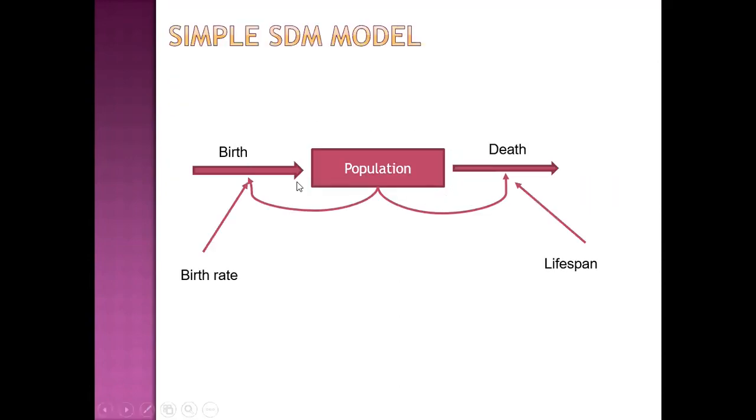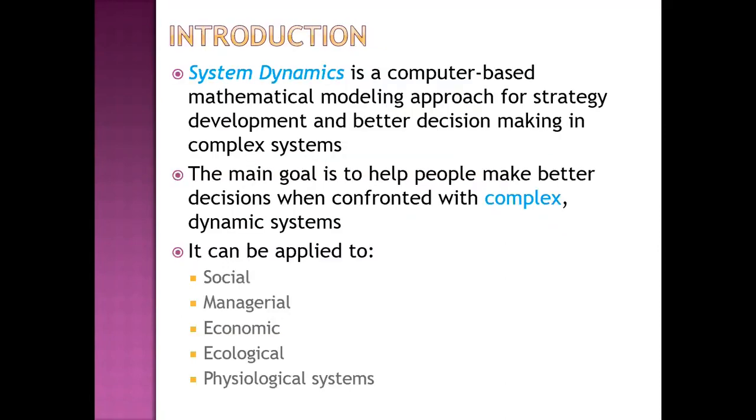So this is a simple model in terms of system dynamic modeling. There is an inflow, birth, there is an outflow, death, and there is a population. The inflow depends on the birth rate and the number of people who are existing. And death depends on the lifespan and the number of people who are there in the system. So this is the simplest system dynamic model of population.